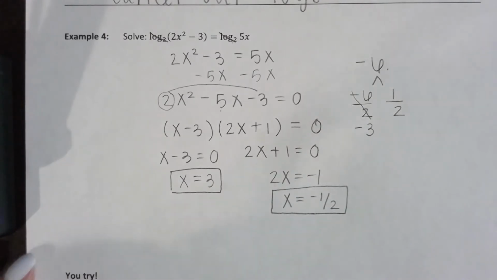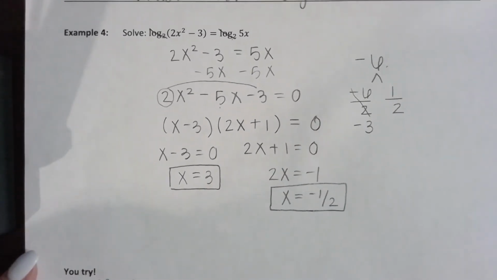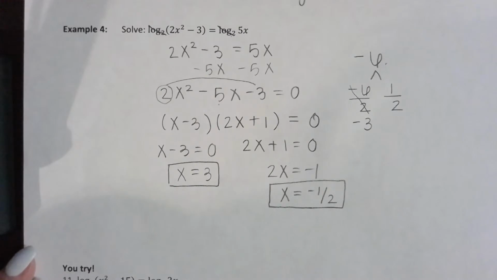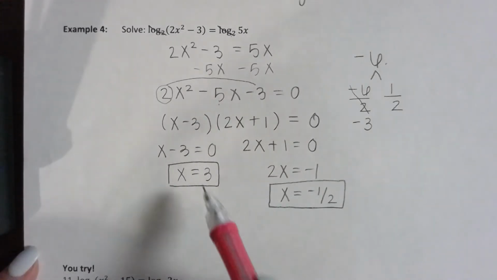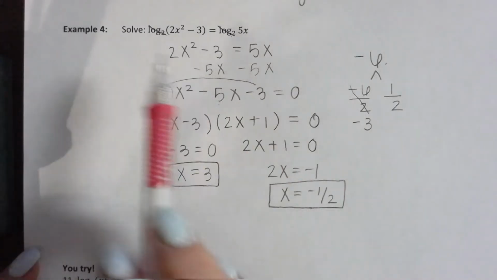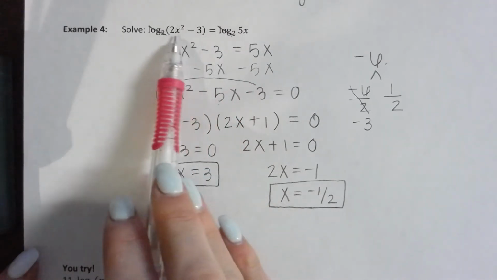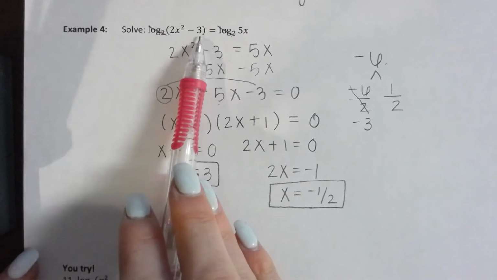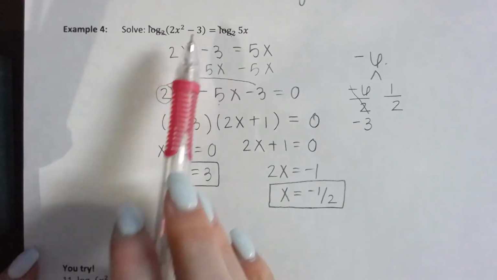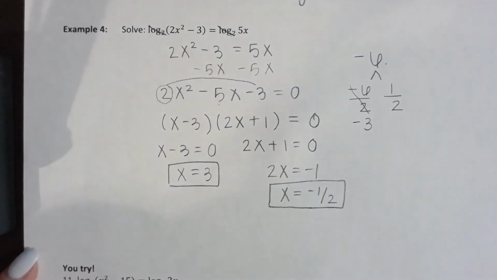Now from here, what I need to do is check my answers and make sure that I don't have any extraneous solutions. So what we're going to do is take both of our x values, plug them into our logs, and make sure that I don't get any negatives for what I'm taking the log of. I'm never allowed to take the log of a negative number, so I need to make sure that when I plug in my x's, the answer is not negative.